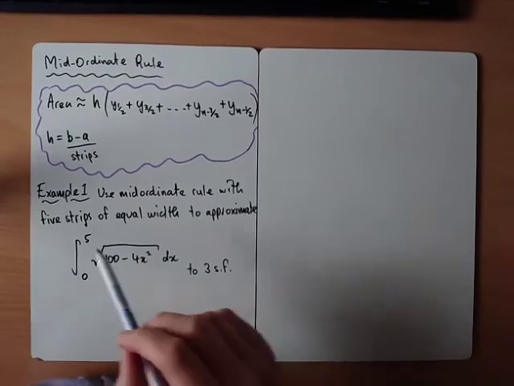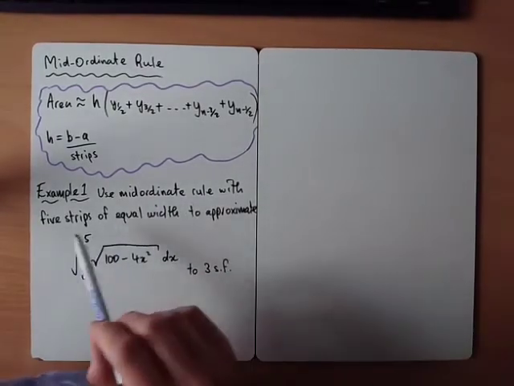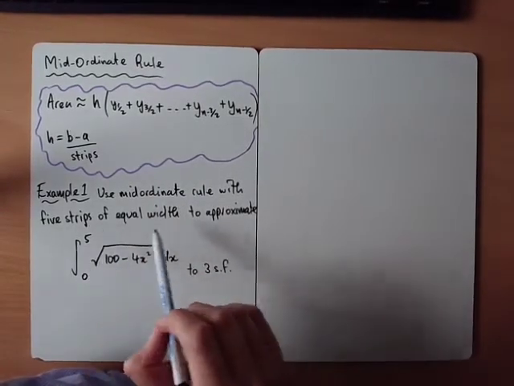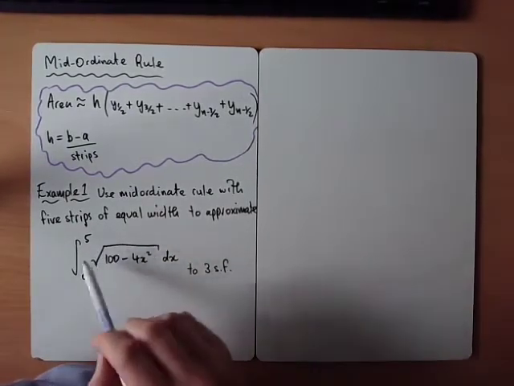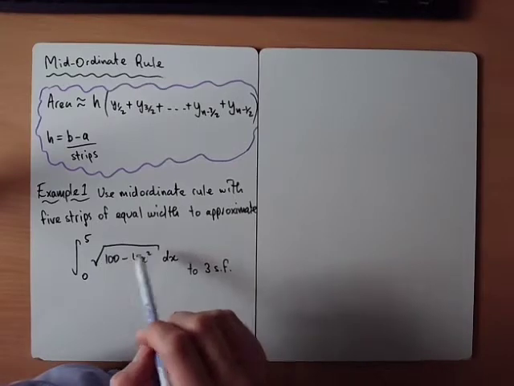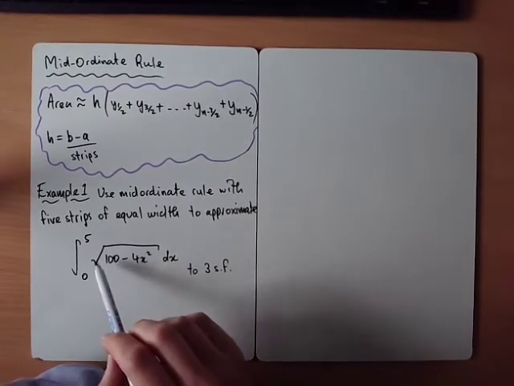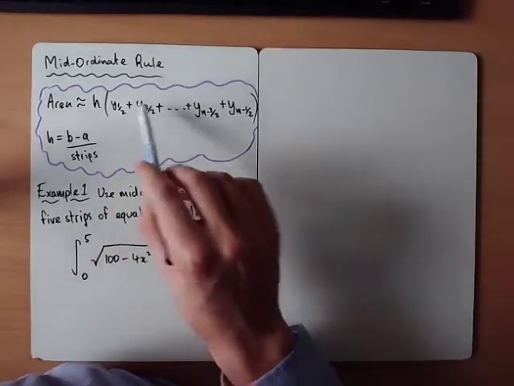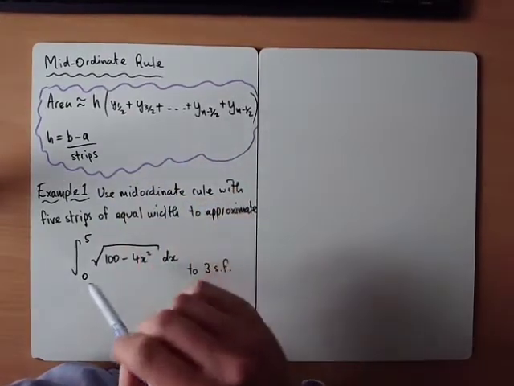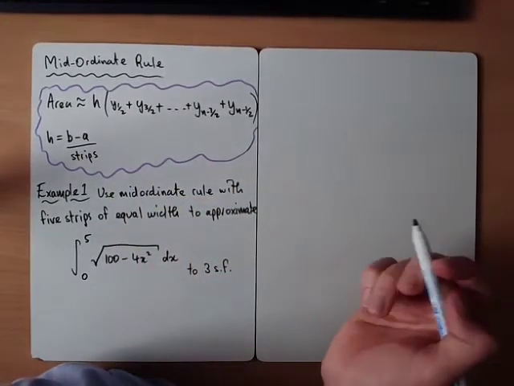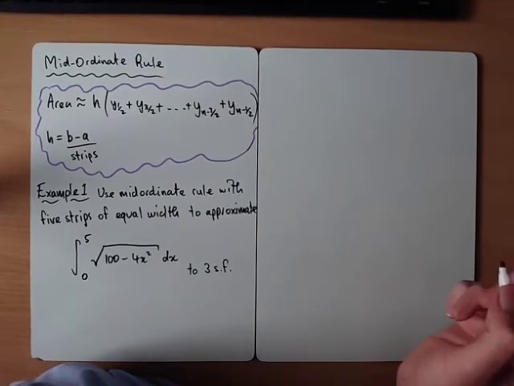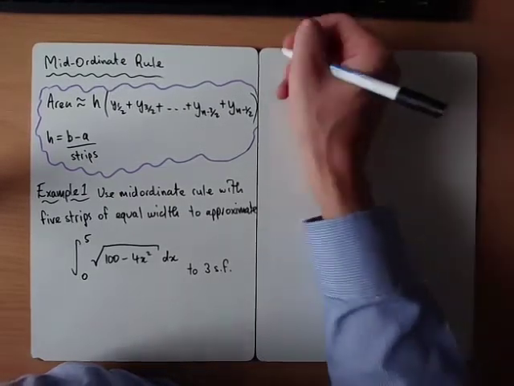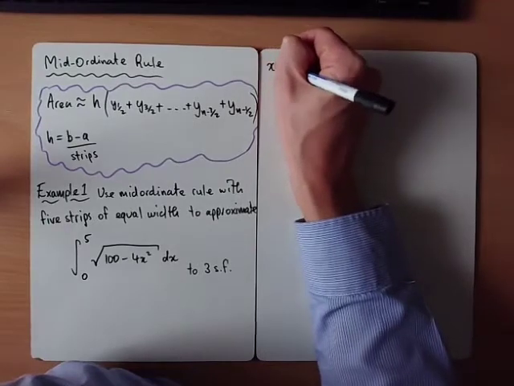Okay, so let's try an example. It says, use a mid-ordinate rule with 5 strips of equal width to approximate the integral. And obviously, don't forget, we are approximating this, we're not integrating this. So all we need to do is figure out our y values and sub them into the formula. You just want to be careful here. You can do it on the graphical calculator. I'll show you in a second. It's nice to put it into a table as well.